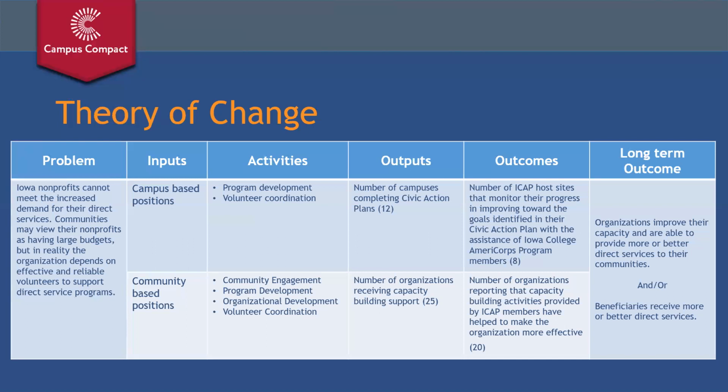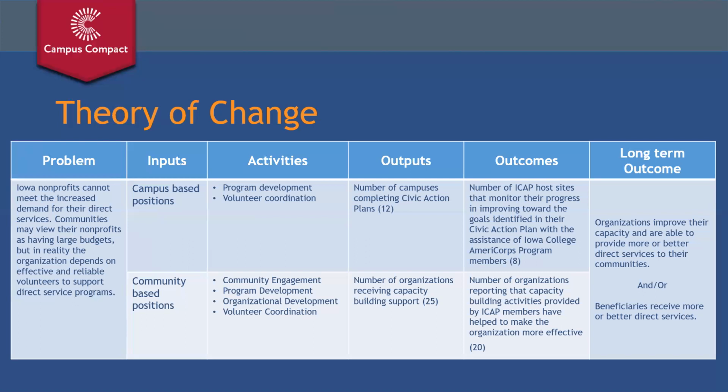Long term, what we're hoping to accomplish with this program is to improve the capacity of either organizations in the community or beneficiaries and people's lives in our community, trying to ultimately solve problems in our community through this program. So for our members who are serving in community-based positions, what we're counting for that one is the number of organizations who are receiving some sort of support. That's the output, just the count of organizations.